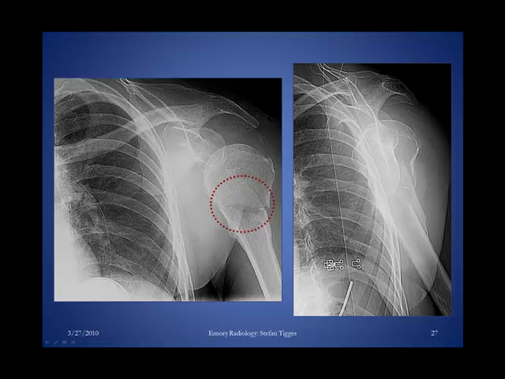This is a pseudodislocation. So obviously you don't want to relocate a shoulder that actually is already located, because I think the patient would probably get pretty annoyed very quickly with you, because they're going to be in a considerable amount of pain because of their fracture.